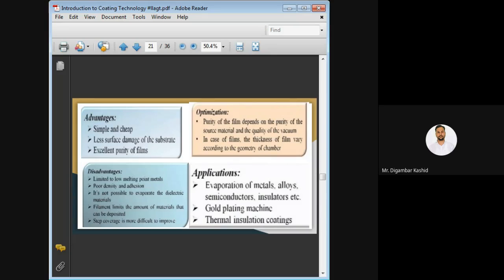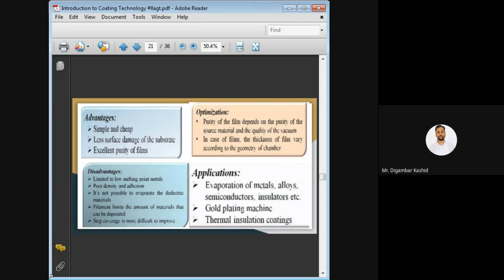Next disadvantage is that it is not possible to operate with dielectric metal or filament, because it limits the amount of metal that can be deposited. Again, step coverage is more difficult to improve. So there are a lot of disadvantages possible here.